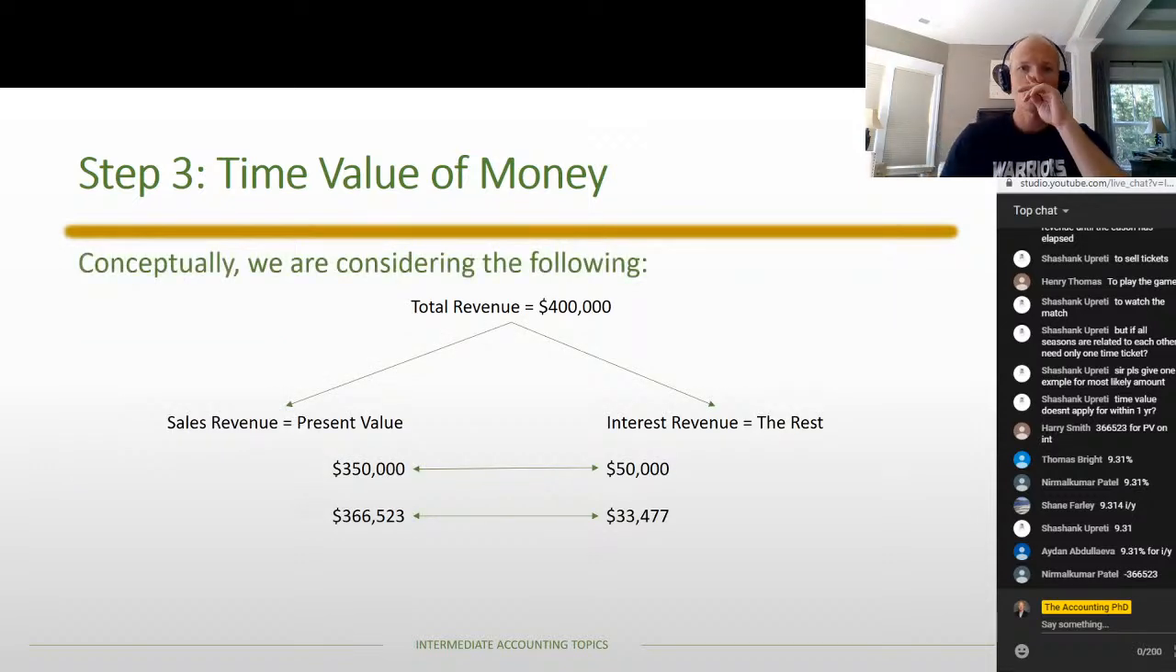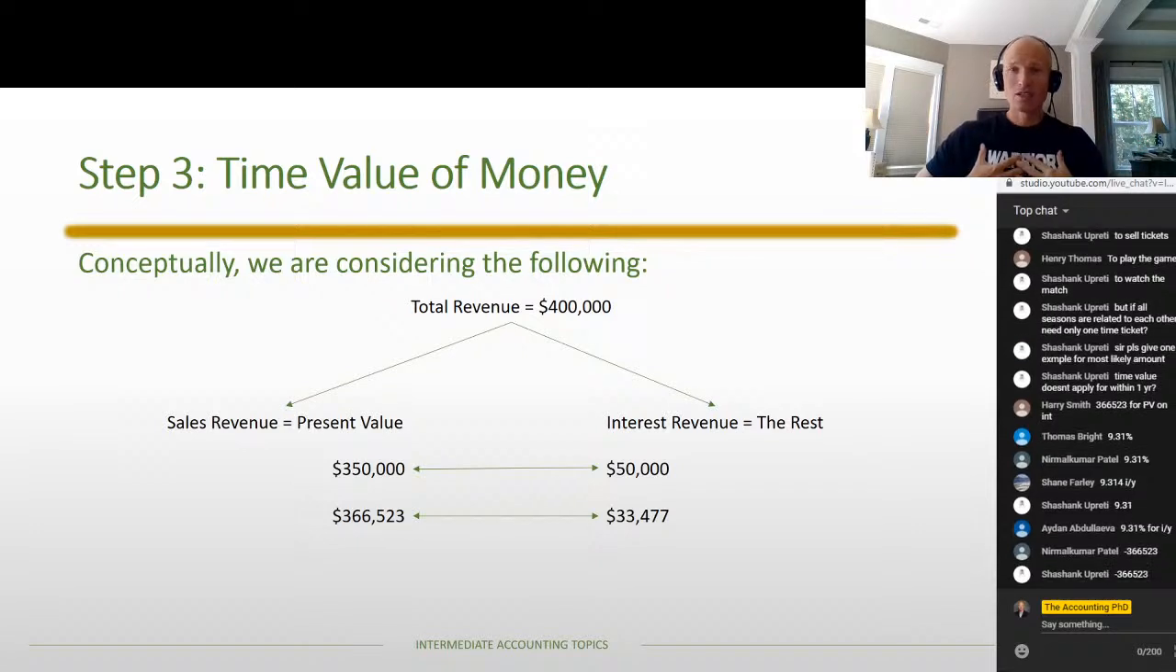All right, so this is the concept of what's going on. Now for me, this is a key concept or a key way to think about this whole transaction. The idea here is we're going to receive $400,000 in remuneration. So the total revenue related to this transaction is $400,000.